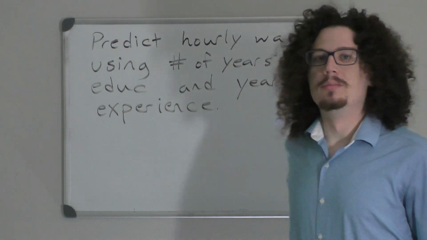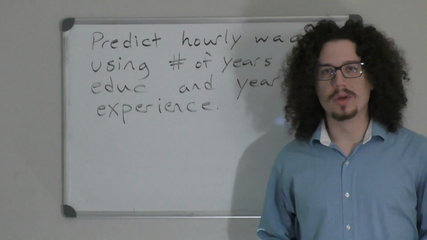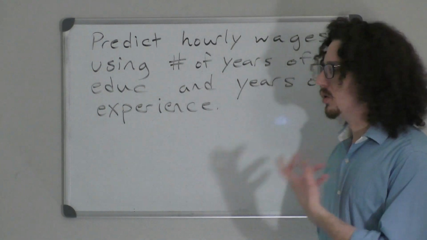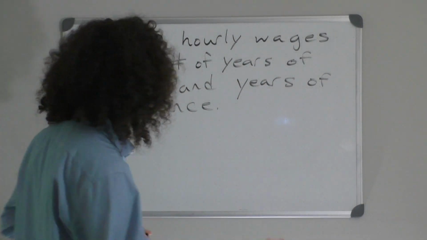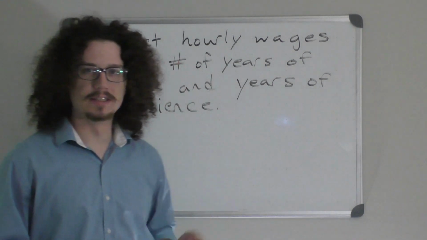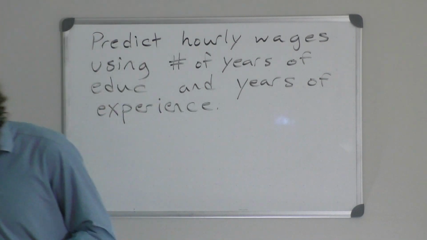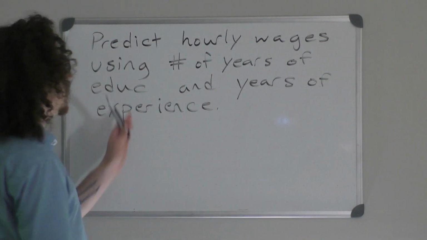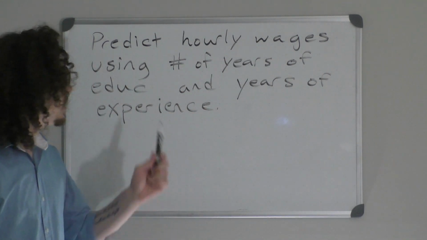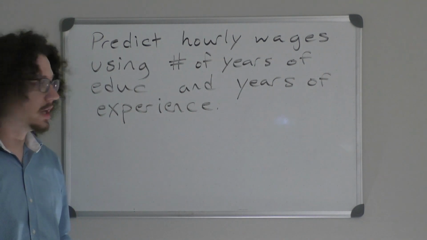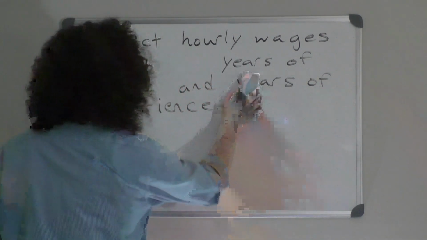Now, with simple linear regression, we would have to pick one of these to put into our model, but we don't have to do that with multiple regression. So let's go ahead and write out our model for this regression. And I'll be condensing some of these things into variable names. So again, right before I erase it, we're going to predict hourly wages, that's what we want to predict, using years of education and years of experience.